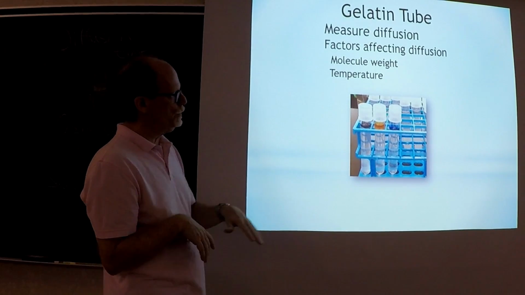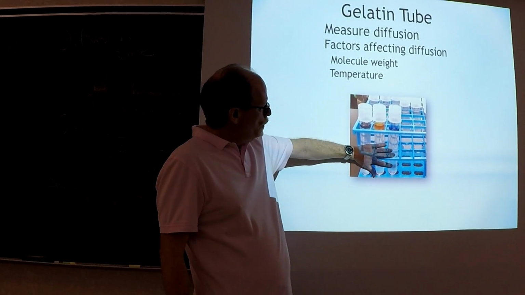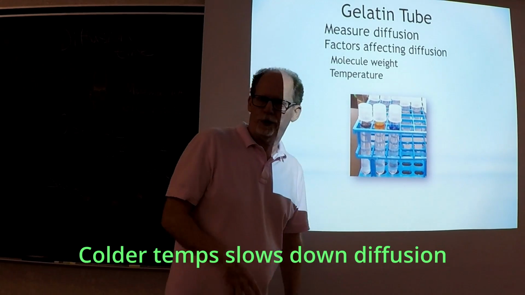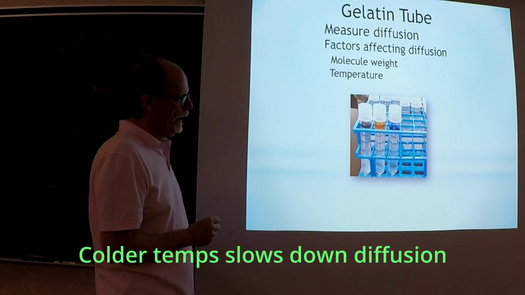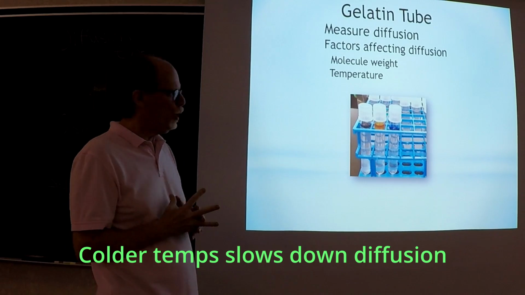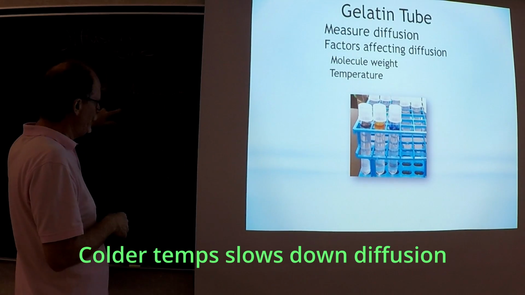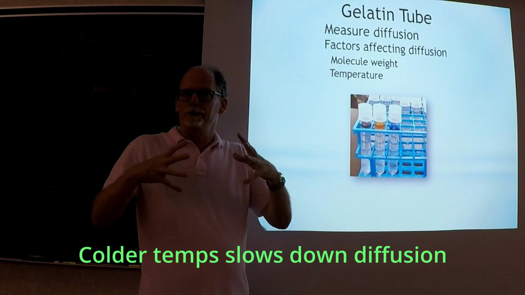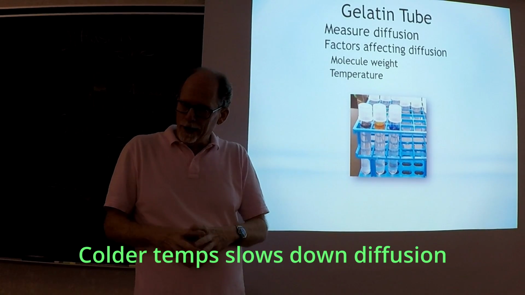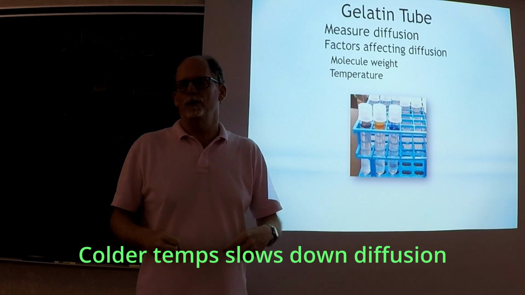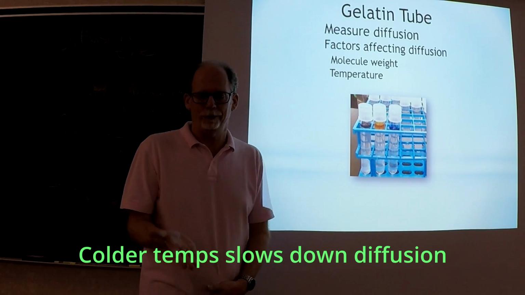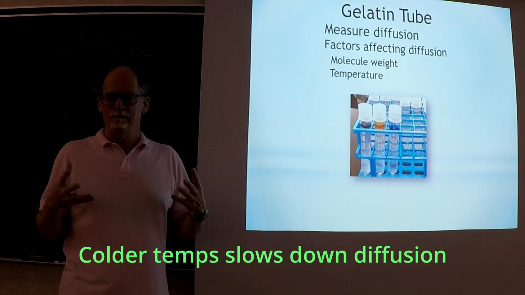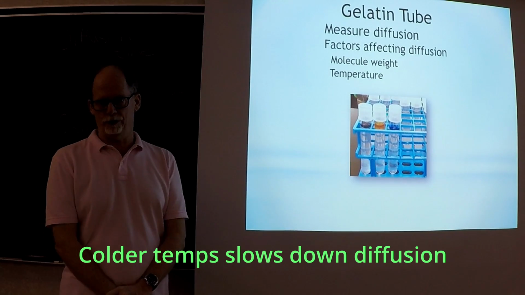Then the other thing we do is we keep 3 tubes with 3 different molecular weight dyes at room temp, and then we put 3 tubes on ice so it's colder, to see what effect temperature has. You would expect things to move from a high concentration to a lower concentration more quickly as the temperature increases, because basically the temperature is telling you how fast molecules are moving.